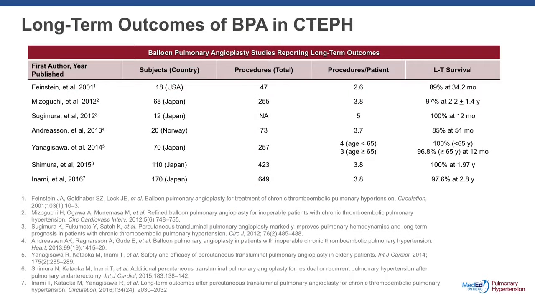The long-term outcomes after BPA in CTEPH have also been published, mostly in the Japanese series. And in those patients, you'll also find that the outcomes are fairly decent in terms of long-term survival. But what we're really here to discuss is that there is a subset of even those patients in whom one may consider medical therapy, for instance, prior to or after BPA. So are there situations where you would not want to surgically intervene on a CTEPH patient?